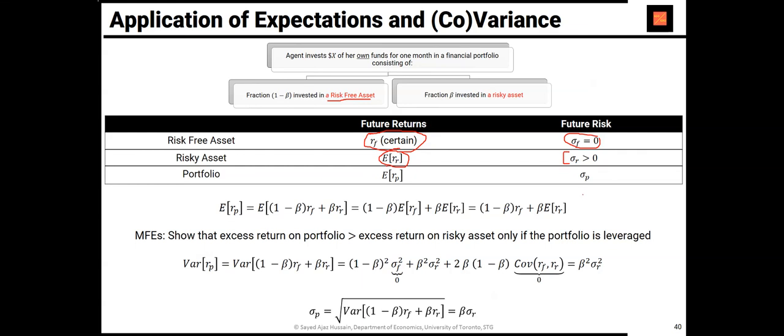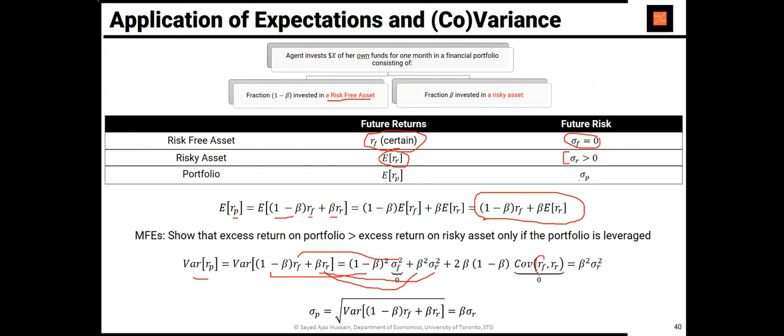And here's the return of the portfolio and the risk of the portfolio. The return of the portfolio has a fraction 1 minus beta in risk-free, and beta in risky. So by using the rules of expectations, you can show that this expression must be true: the return of the portfolio is a weighted average of returns of risk-free and risky assets. What about the risk of the portfolio? The risk is something with the variance. The variance would then be 1 minus beta squared times the variance of the risk-free asset, which is 0, plus beta squared times the variance of the risky asset, plus 2 times beta times 1 minus beta, the covariance between a risk-free and a risky asset.